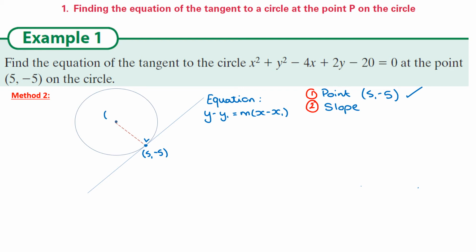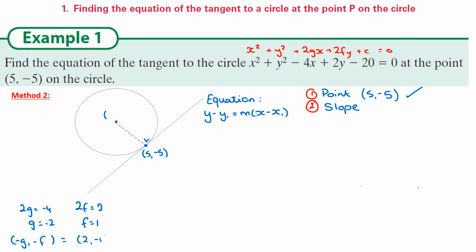So in order to work out the center, I do my x squared plus y squared plus 2gx plus 2fy plus c equals 0. We get 2g equals minus 4, so g equals minus 2. We have 2f equals 2, so f equals 1. The center is minus g, minus f. So that is (2, -1). So that's my center here.